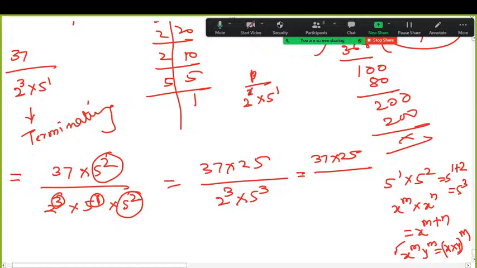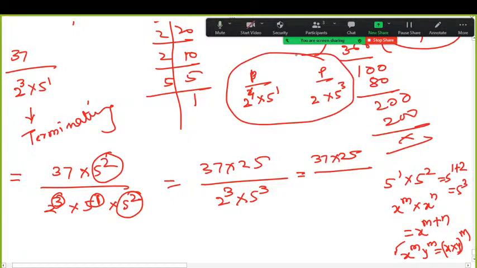Let's say here I'm having 4. What will you do? You will multiply 5 raised to the power 3. Okay. Let's say I'm having 2 raised to the power 1 and 5 raised to the power 3. What will you multiply? 2 raised to the power 2 you will multiply. You will try to make same power in denominator. This is the approach.